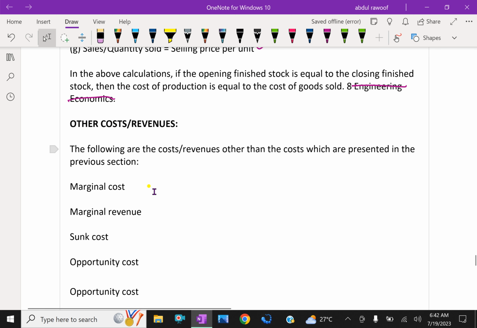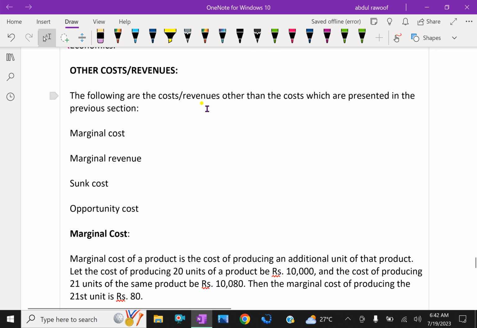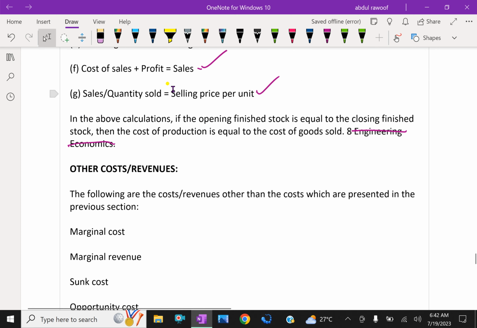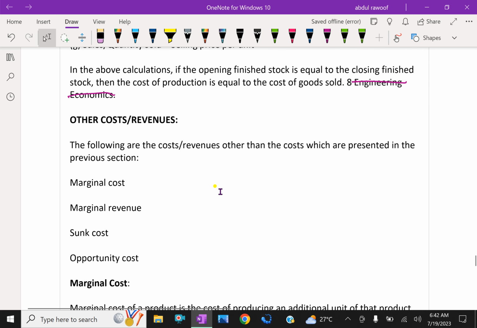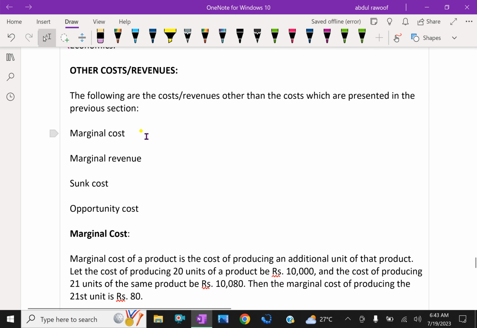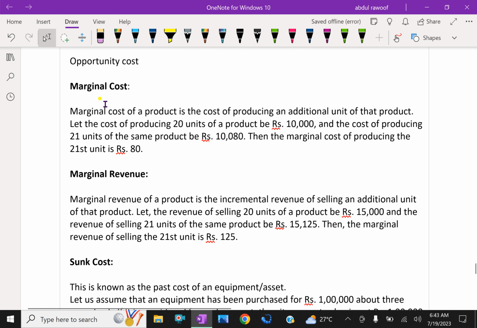Now we'll discuss other costs and revenues. The following are the costs or revenues other than the costs presented in the previous section: marginal cost, marginal revenue, sunk cost, and opportunity cost. First we'll discuss marginal cost. The marginal cost of the product is the cost of producing an additional unit of that product.